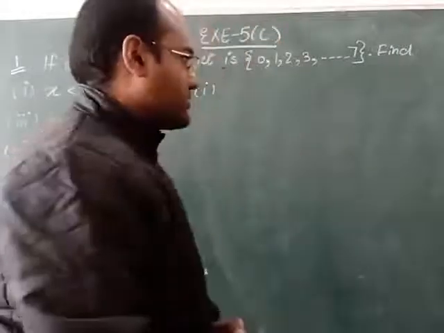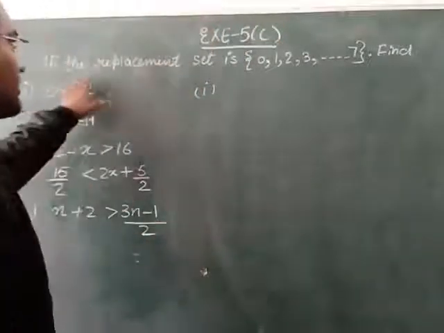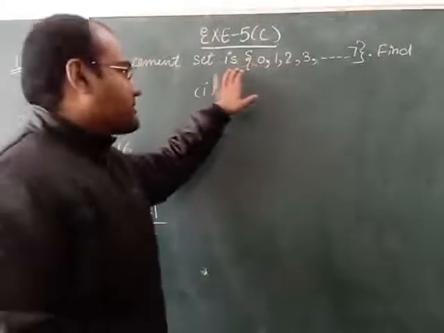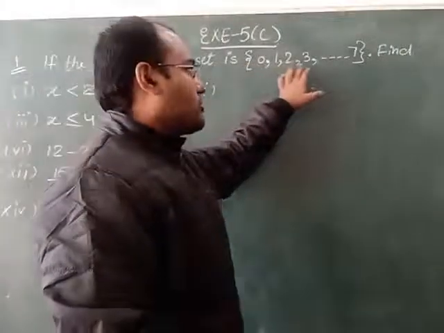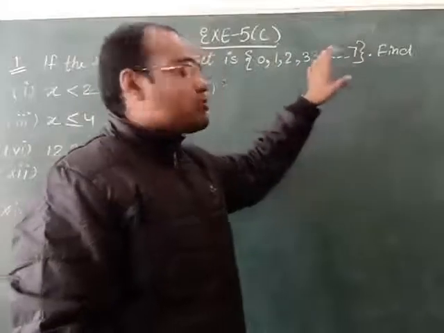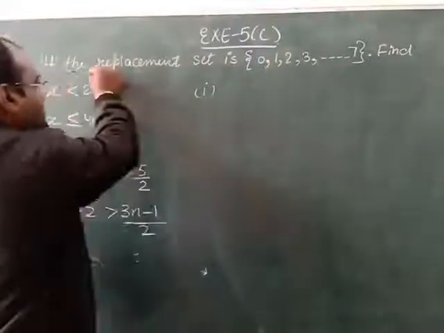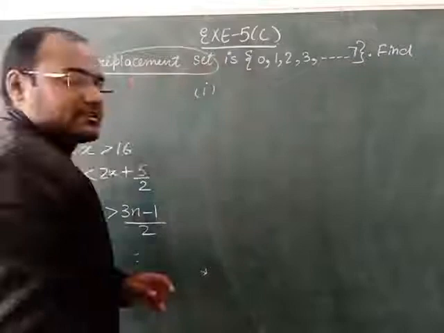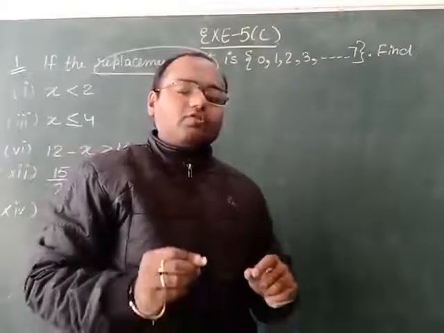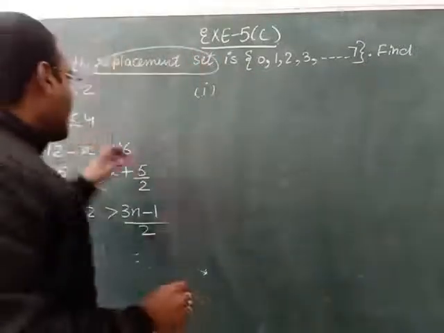So question number first is: the replacement set is given here. Replacement set is 0, 1, 2, 3 up to 7. So what is a replacement set? What is the meaning of this replacement set? Replacement set is a set from which you have to select the values of the variables.